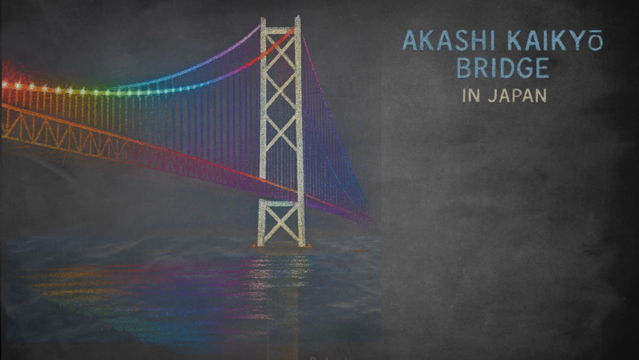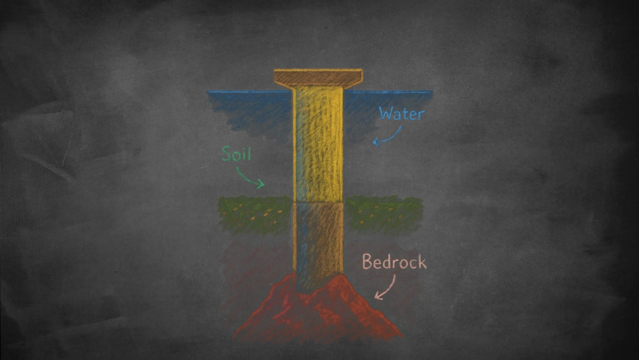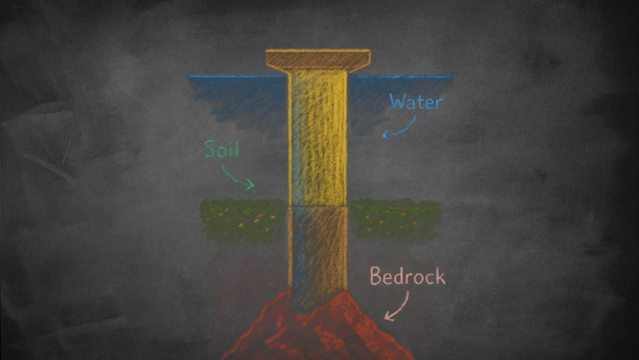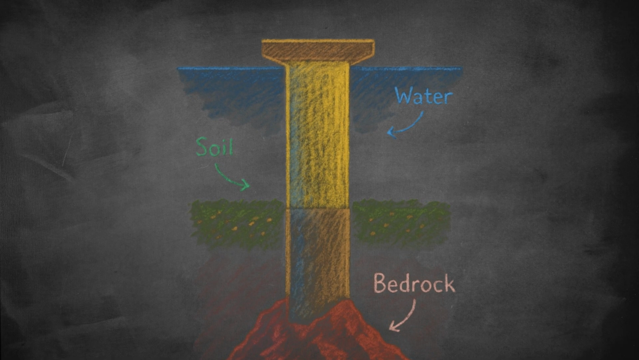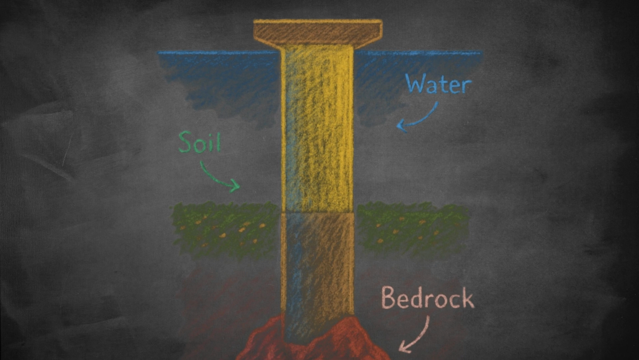What we see above water is only half the story. Towers rest on massive foundations sunk deep into bedrock or anchored with piles. In soft soil, engineers use caissons, watertight chambers that allow workers to excavate underwater safely.